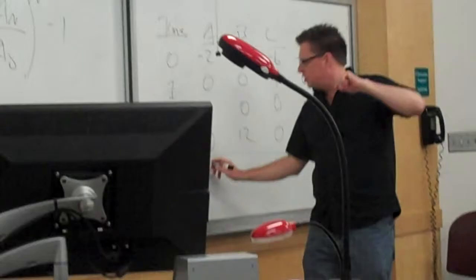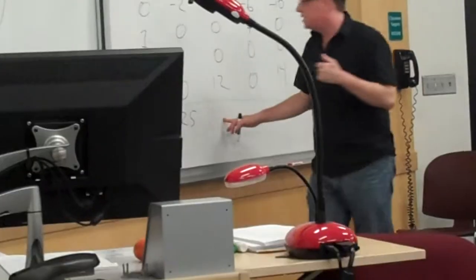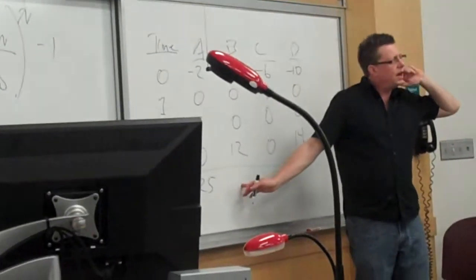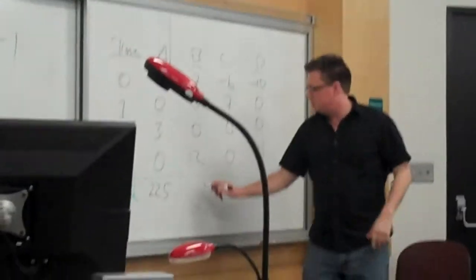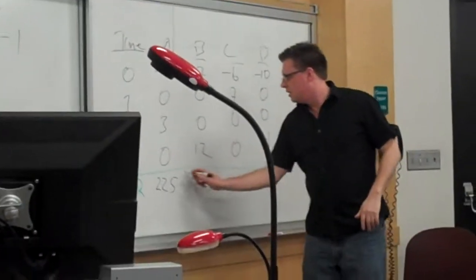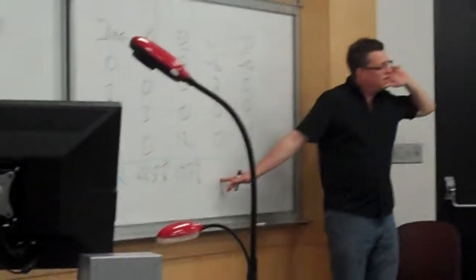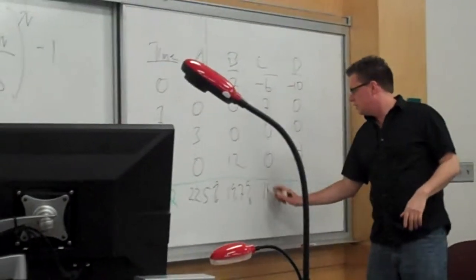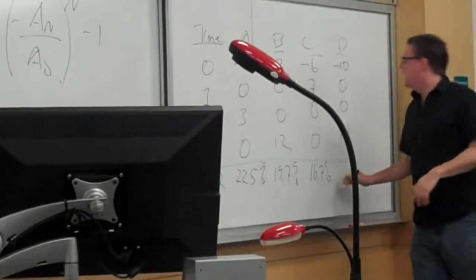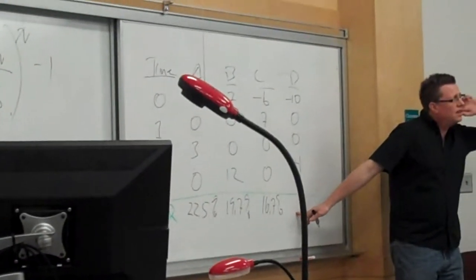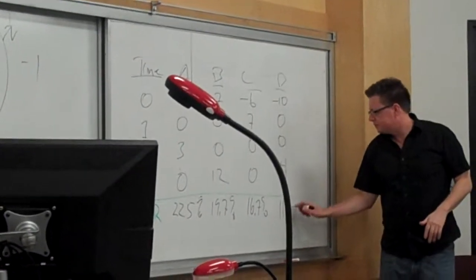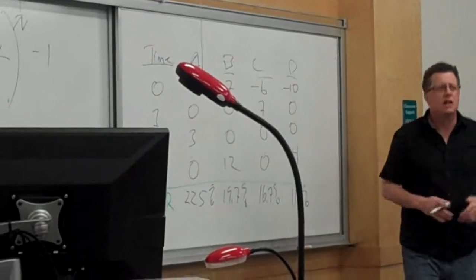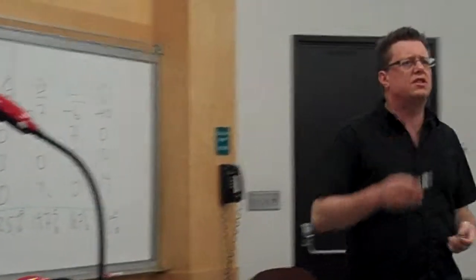1.12. 22.5. Asset B? I can't hear. 19.7. Asset C? 16.7. And asset D? 11.9. So we all have agreed that those are the internal rates of return that we had. Did anyone get anything different?